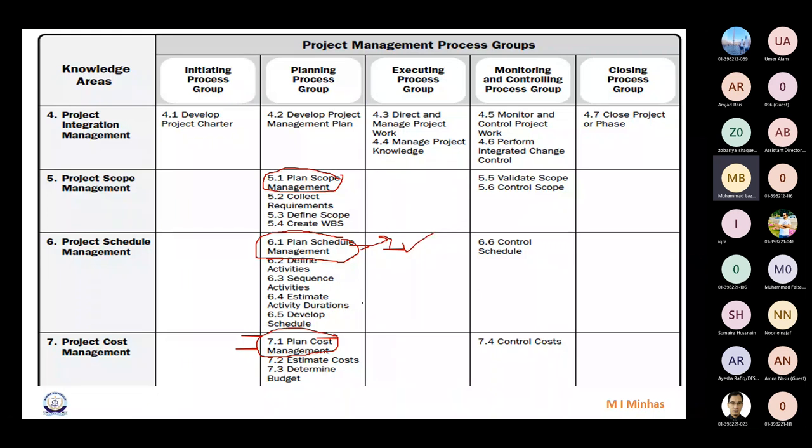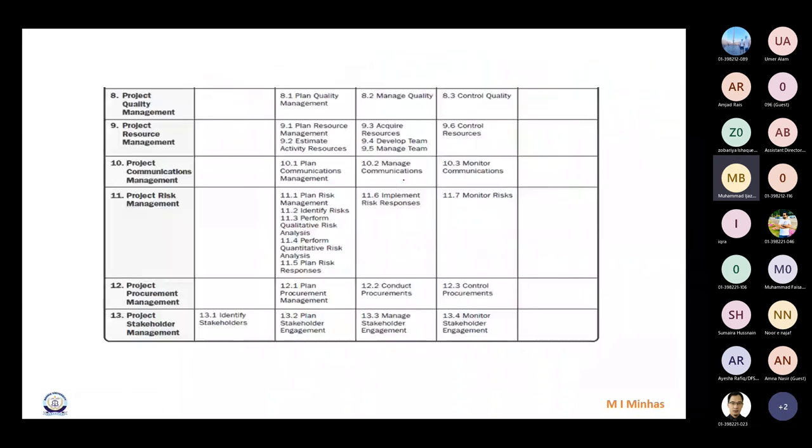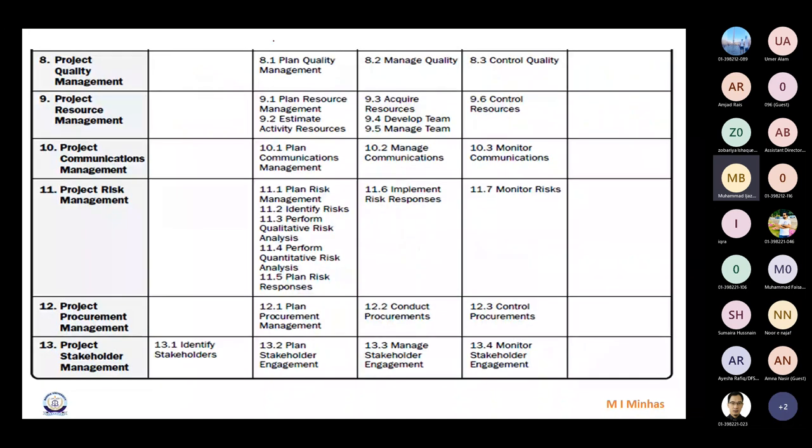One is the scope management plan, and the other one is the requirement management plan, right? This way we will get 10 plans, one for each knowledge area. Like quality management plan would come from here, resource management plan would come from here, communication management plan would come from this process, then risk management plan would come from this, procurement management plan would come here, and the stakeholder engagement plan would come from this process, plus two other plans.